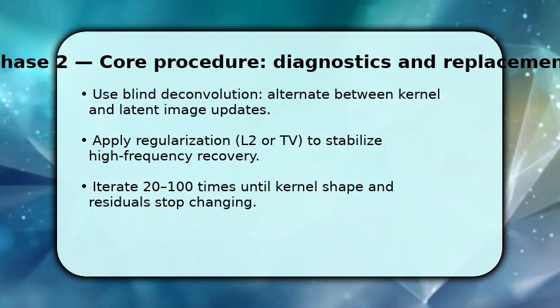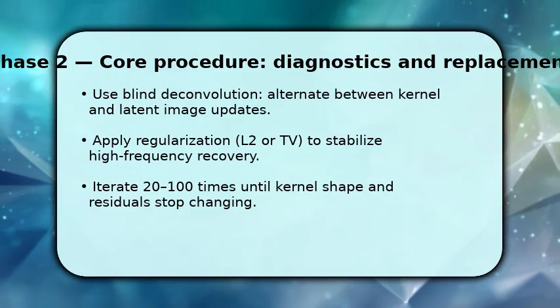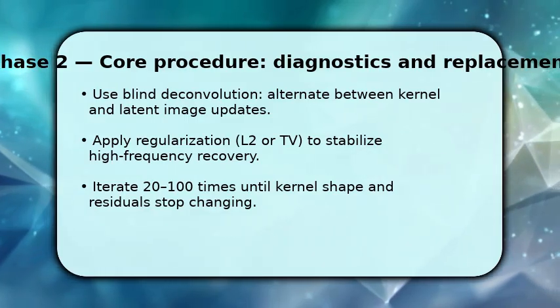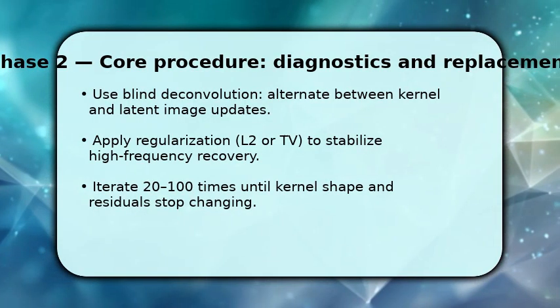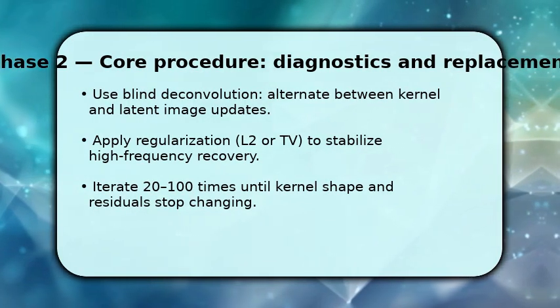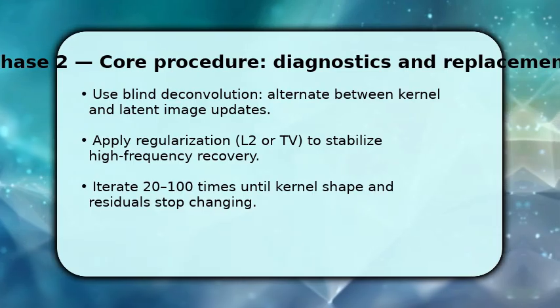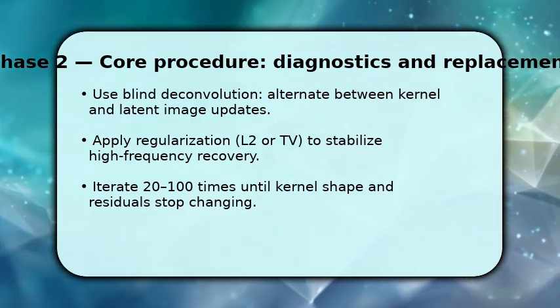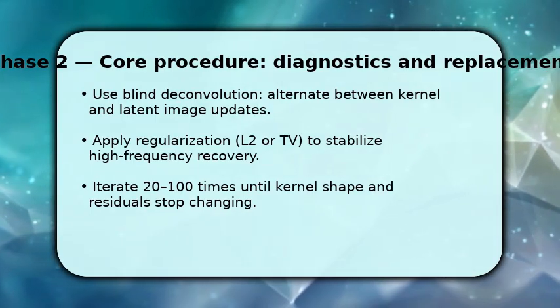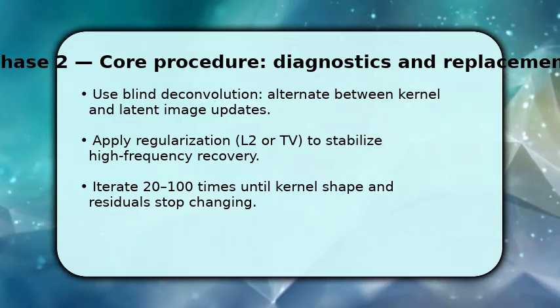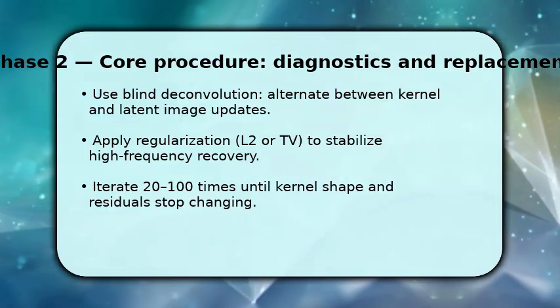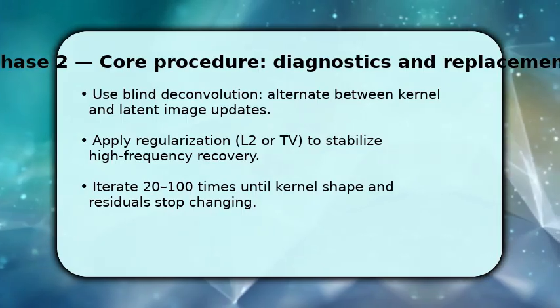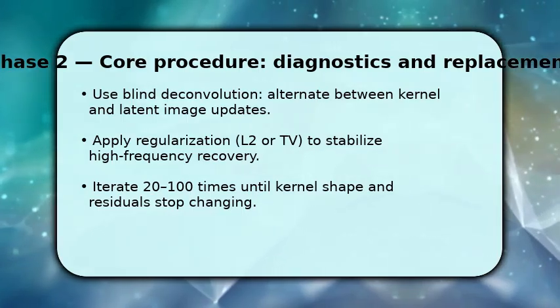Once you have a starting kernel, run blind deconvolution and alternate updates. Fix the kernel while restoring the latent image, then fix the image while refining the kernel. You must regularize, use L2 or total variation constraints, because it prevents noise amplification when recovering high frequencies. Gradually reduce smoothing as iterations progress so fine detail returns.